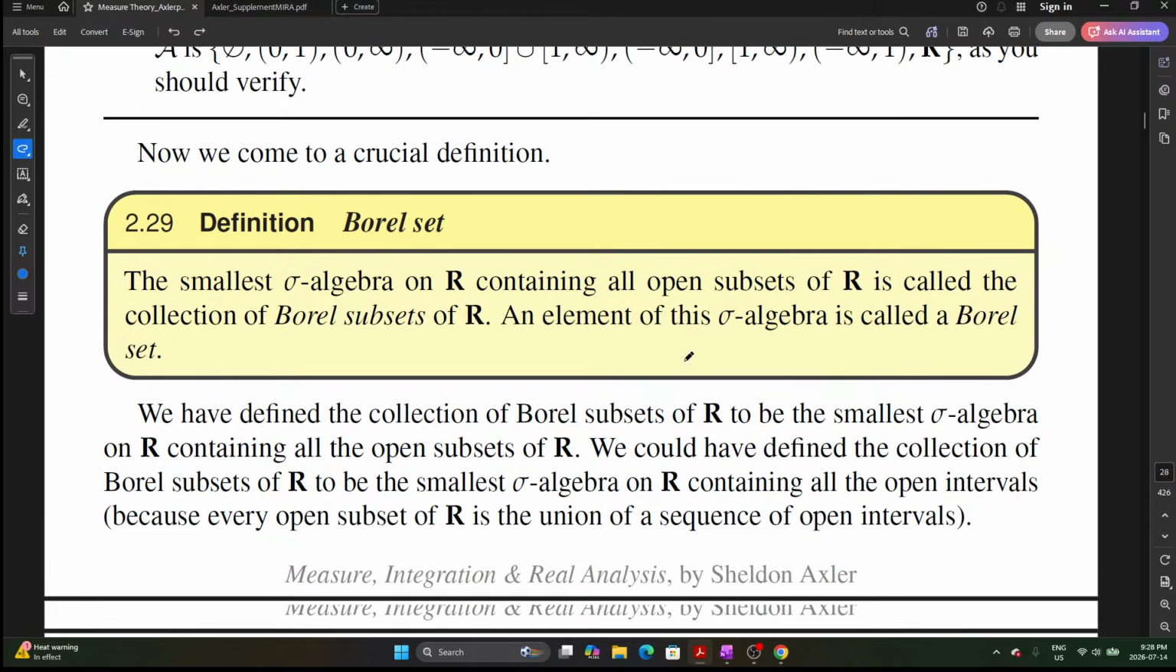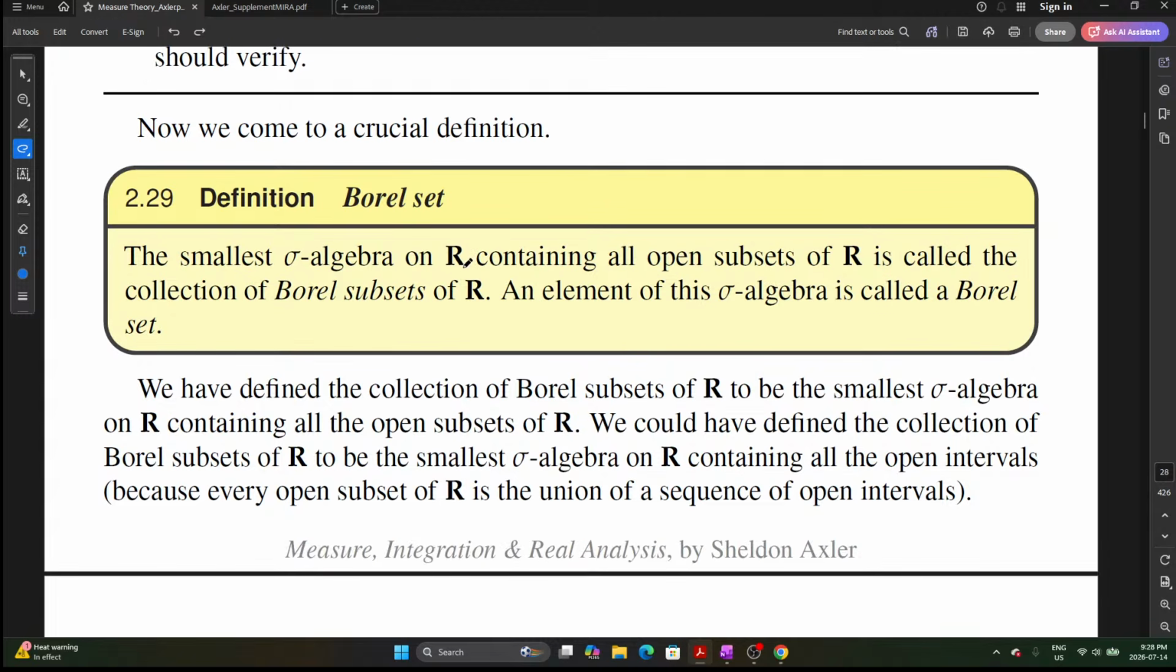So here we're seeing the definition of Borel set. This is a crucial definition because in most applications we deal with Borel subsets. For example, in statistics, we deal with Borel subsets. So here the Borel sigma algebra is simply the sigma algebra on R that contains all open subsets of R.